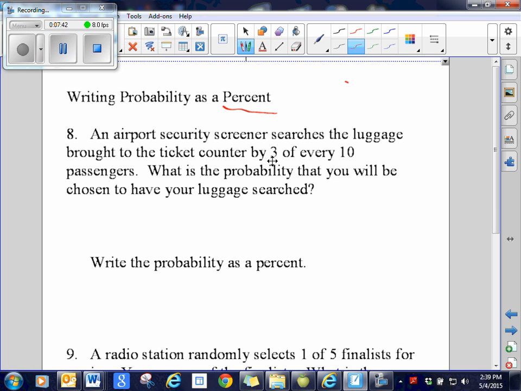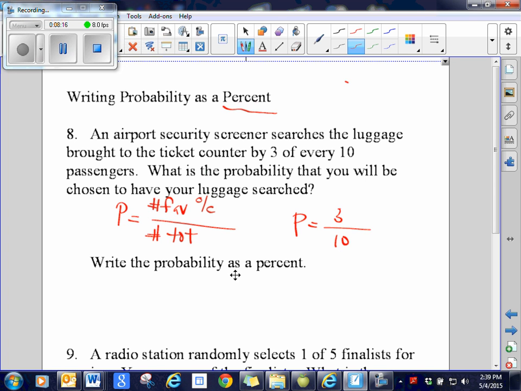So you're going through baggage security, and 3 out of every 10 passengers are going to be lucky enough to have their luggage screened. What's the probability that you will be chosen to have your luggage searched? Remember, probability is number of favorable, I'm not sure you consider it favorable to have your bag searched, but in this problem, that's what it is, over number of total. So the total for 10 people is 3 favorable. You have a 3 out of 10 chance of having your baggage searched.